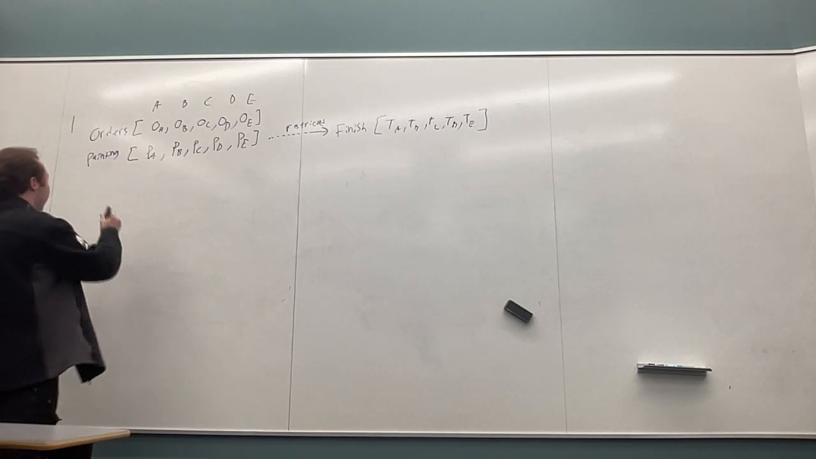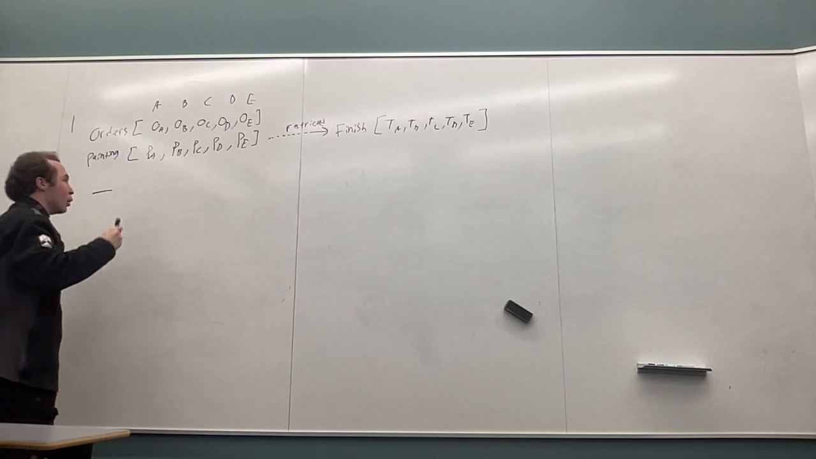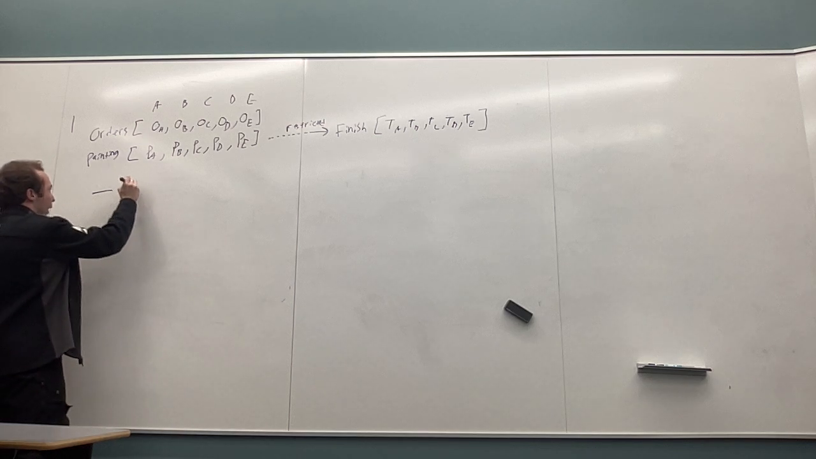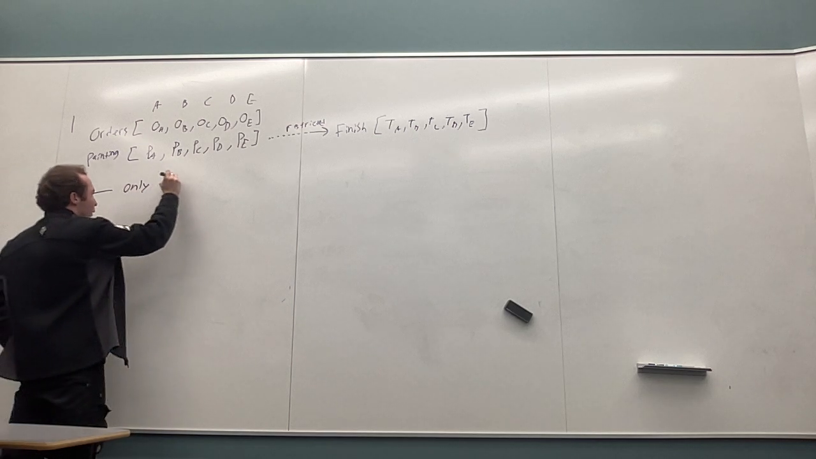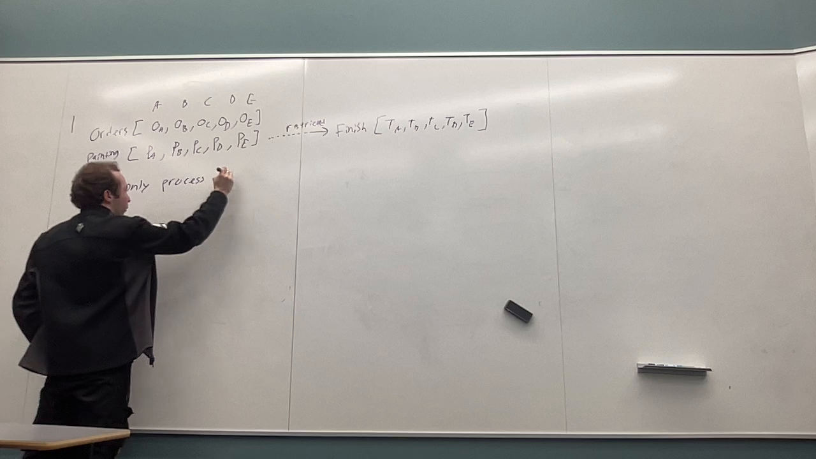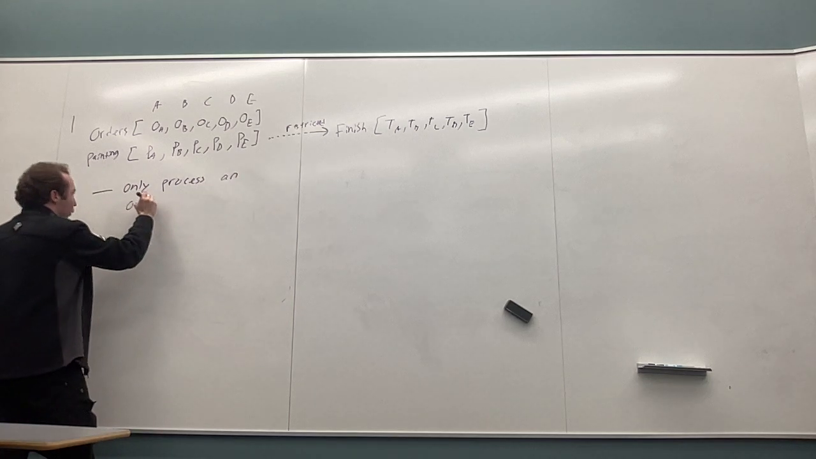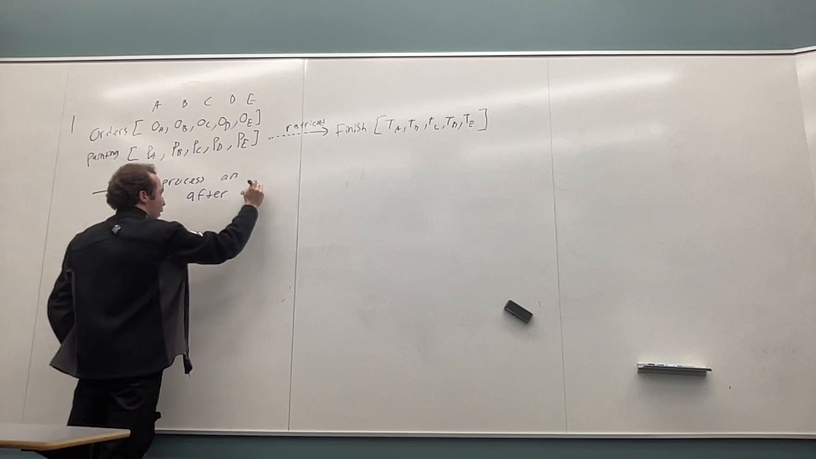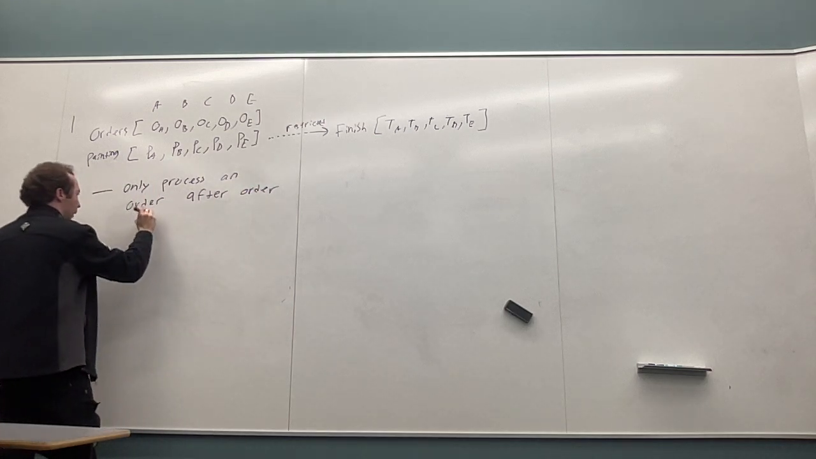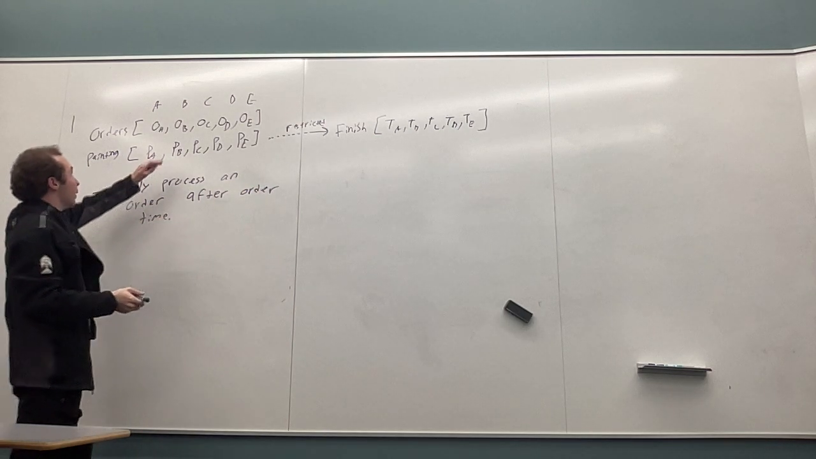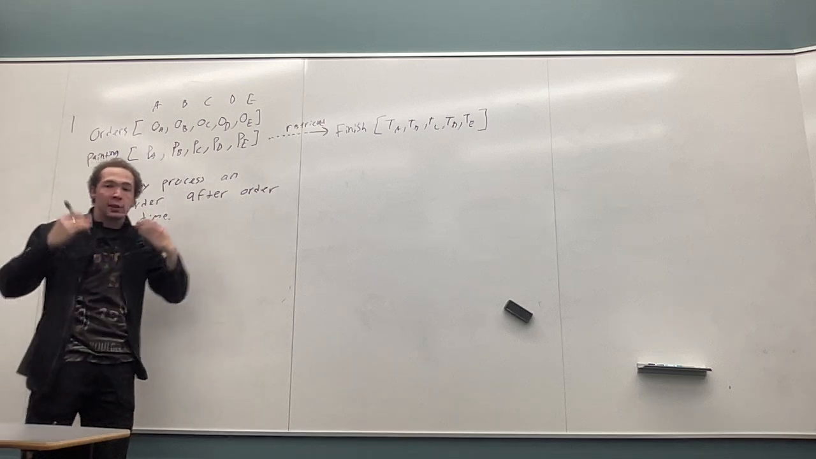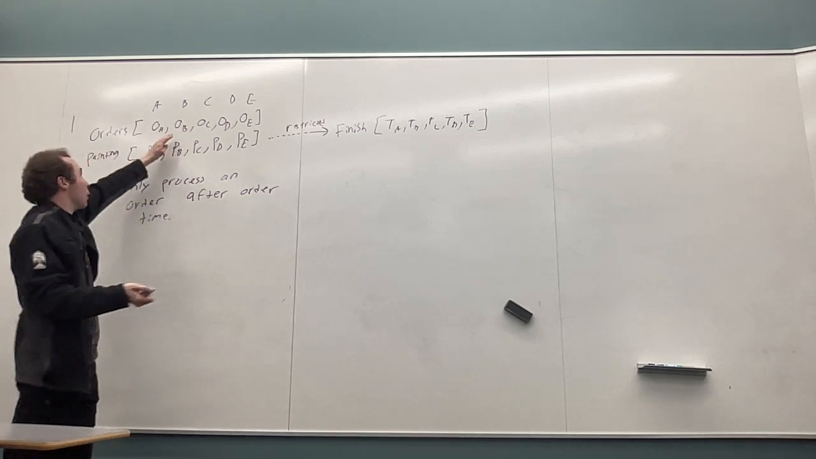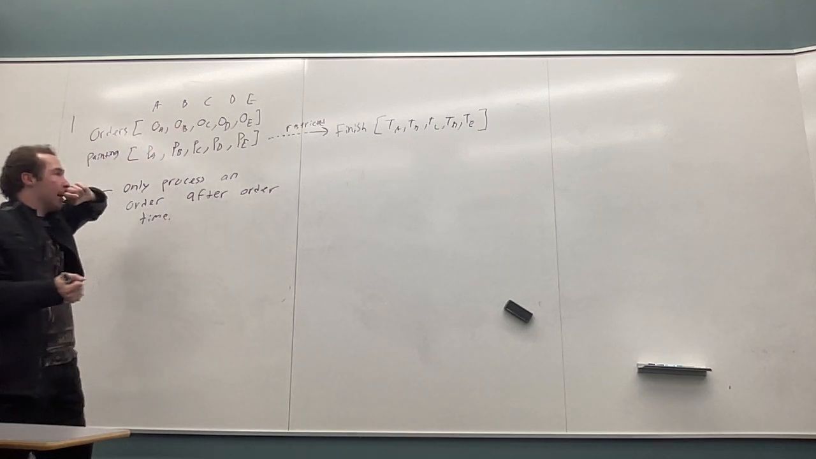of restrictions. The first one is that you can only process an order after its order time. So if we look at the B order, we can only start processing it after the order B time.